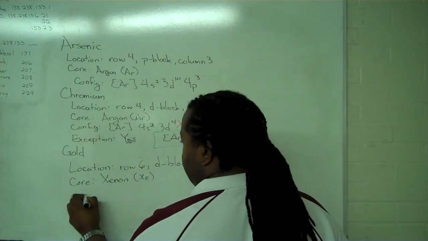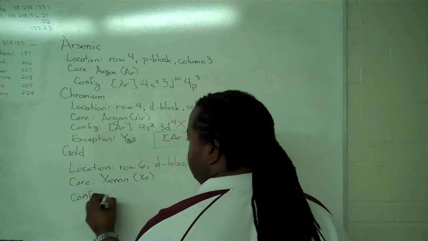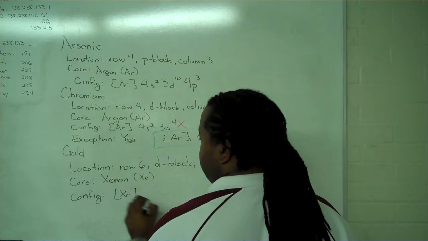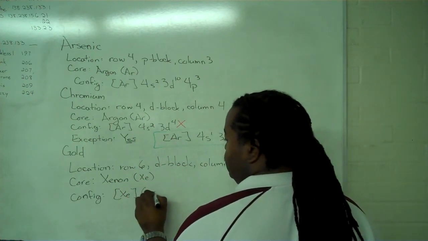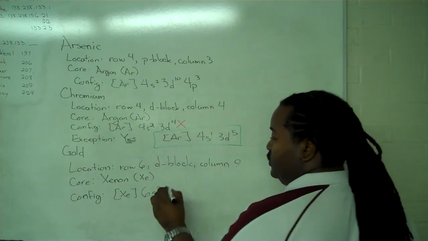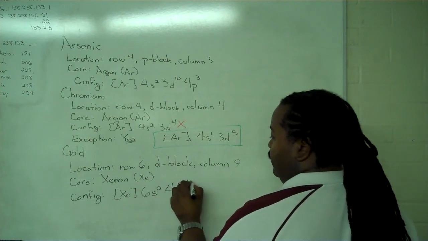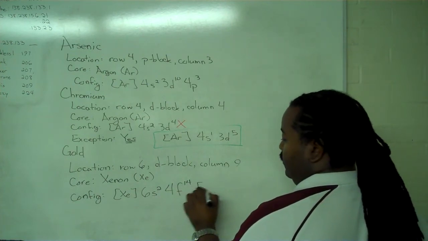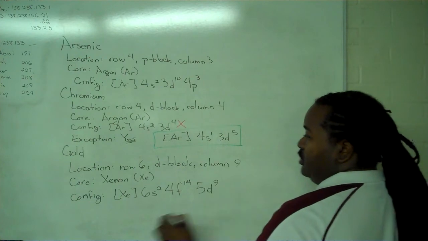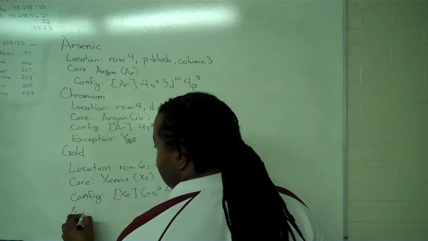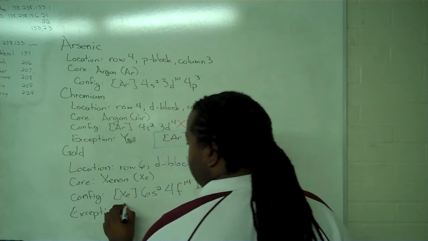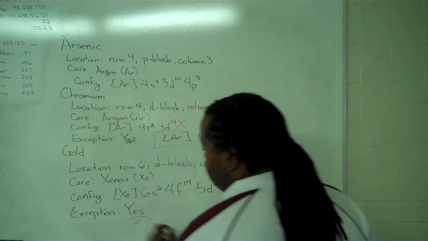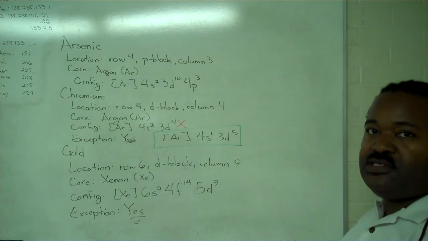And we can now write out the configuration. We have a xenon core, and according to the Aufbau principle, the next thing we find is 6s2, and then 4f14, and 5d9. Again, because this is D block, we need to check to see if it's an exception. It turns out this is an exception. So this configuration is not correct.